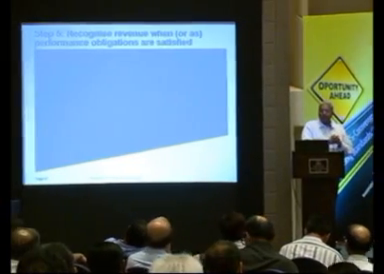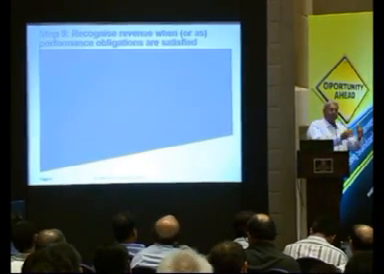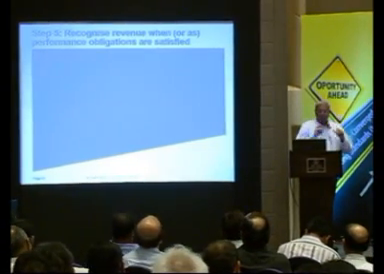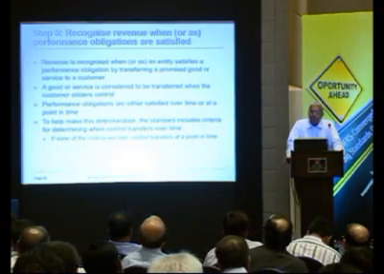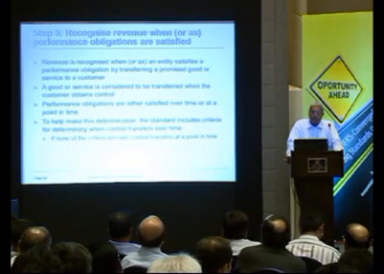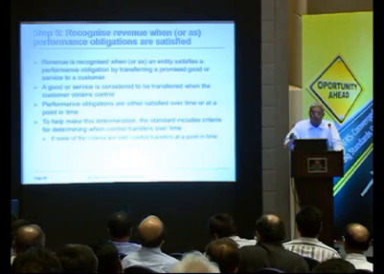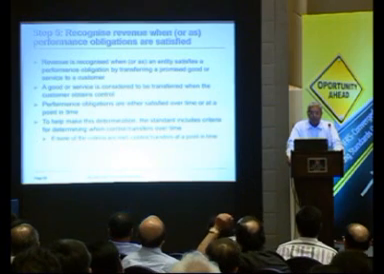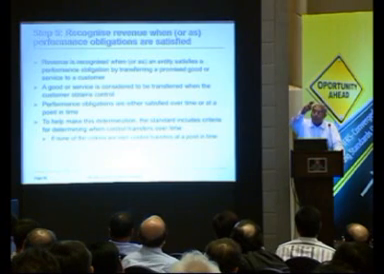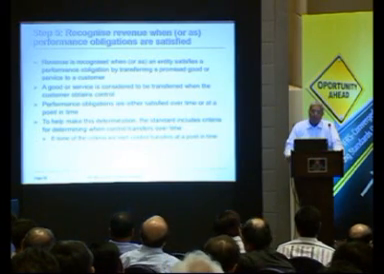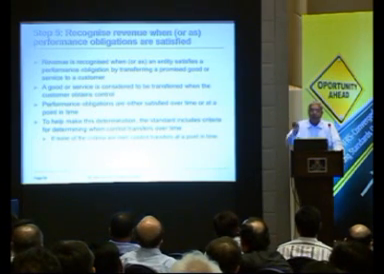And when are you going to recognize revenue? When the performance obligations are satisfied. When each of the performance obligations are satisfied, you are going to recognize revenue. But it is not so easy. Why is it not so easy? Revenue is recognized when an entity satisfies a performance obligation by transferring a promised good or service to a customer. A good or service is considered to be transferred when the customer obtains control. Performance obligations are either satisfied over a period of time or at a particular point in time. And when is it satisfied over a particular period of time versus at a point in time?